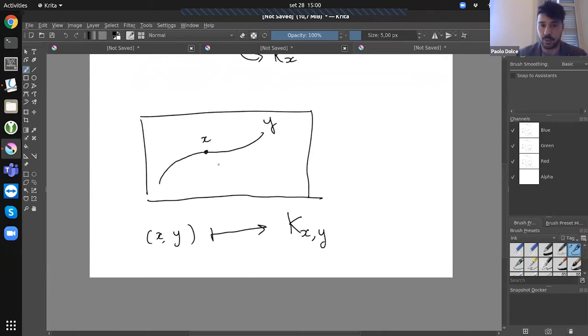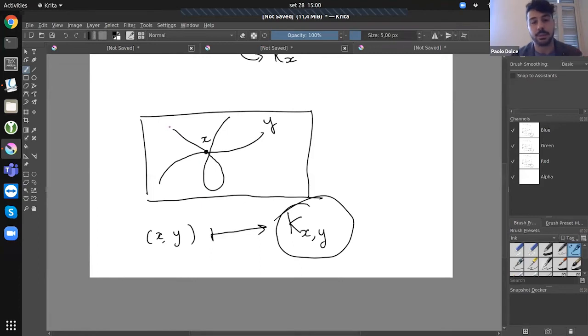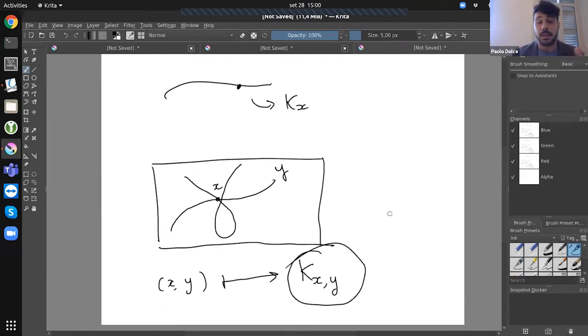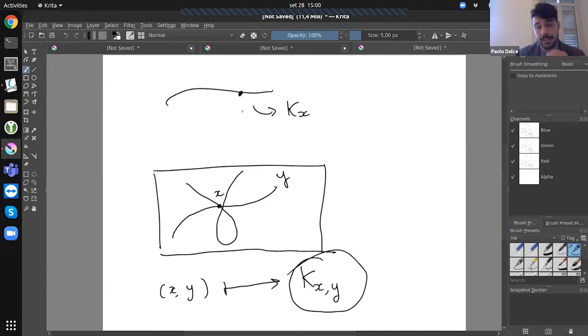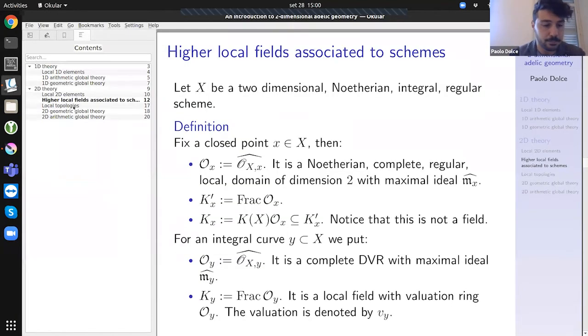So for each couple point and curve passing by that point, I will have a local element, kxy, and this will be in general a finite sum of two-dimensional local fields. Okay, because the issue, we will tell you in a moment, is when you have some singularity here. But now we'll tell you. So in the one-dimensional theory, we have points and local data. Here we have couples of points and curves, and then we associate local data to those things.